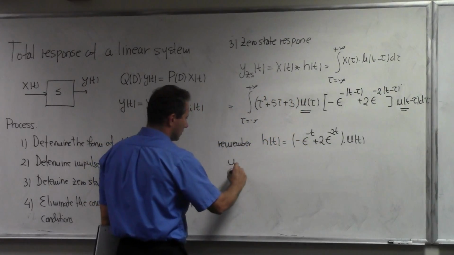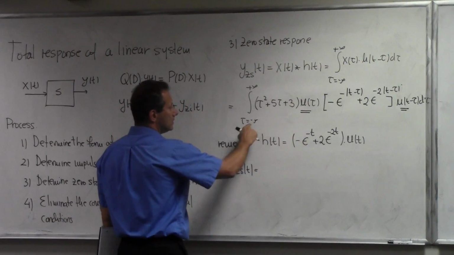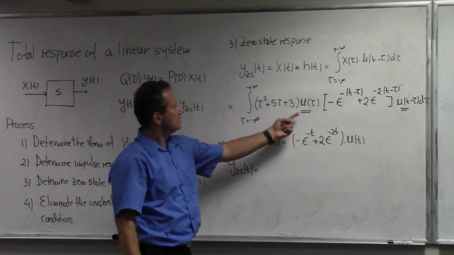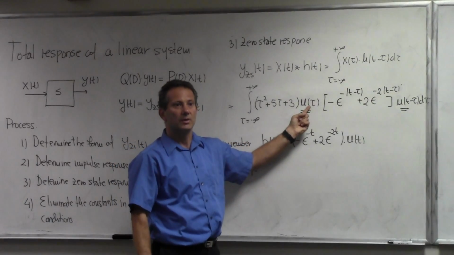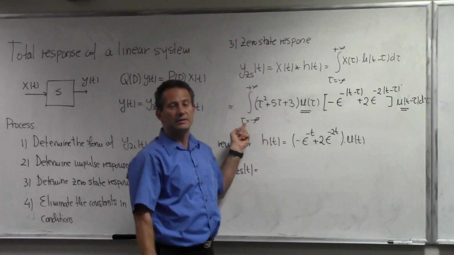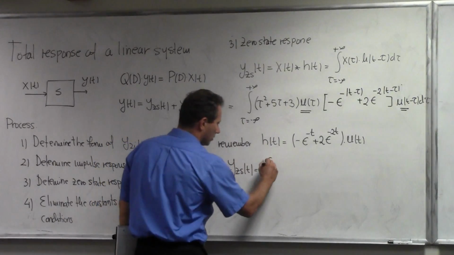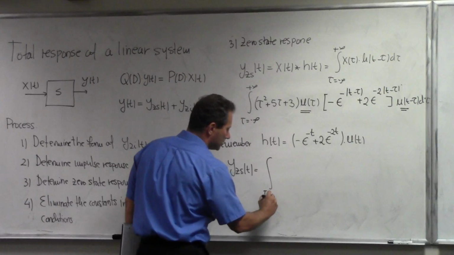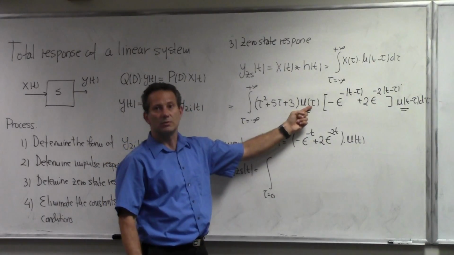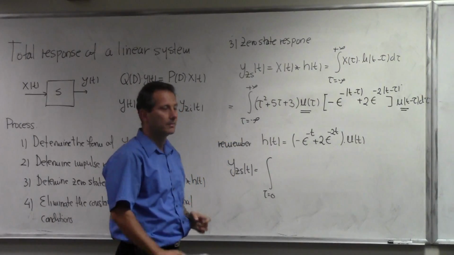We say y0 state of t. Now, when tau is smaller than 0, you can see that this guy becomes 0. So there's no need to integrate for any tau that is smaller than 0. So that's always going to limit your lower boundary. Tau is going to go from 0, because from minus infinity to 0, the whole subintegral function is equal to 0.